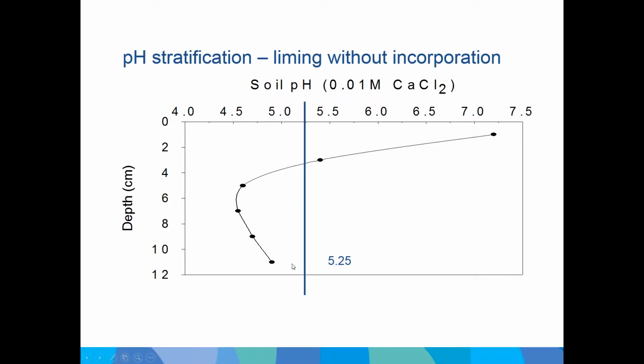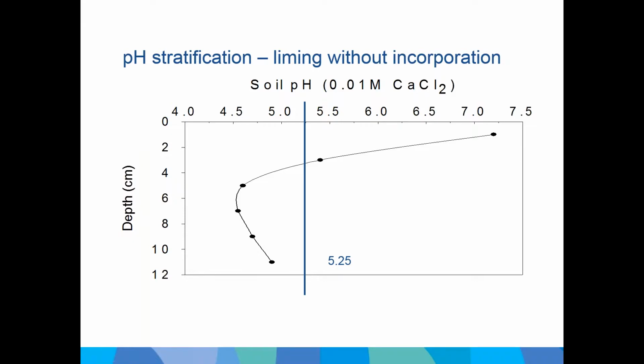If you took a 0 to 10 soil core, the pH is 5.25, and you'd sleep well at night knowing that your lime application has addressed the pH as you wanted it to do. You spent the money, or you sampled the soil, you spread the lime, you've got the difference you want, and you'd be really happy with that. And so this 0 to 10 masks the actual pH stratification that occurred.